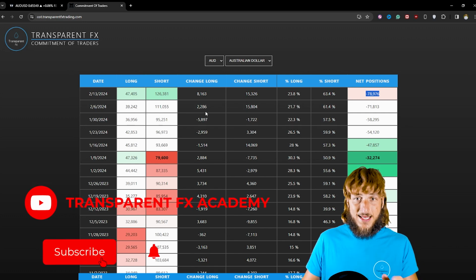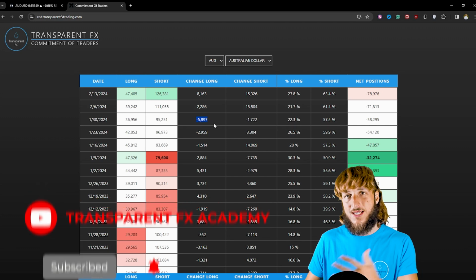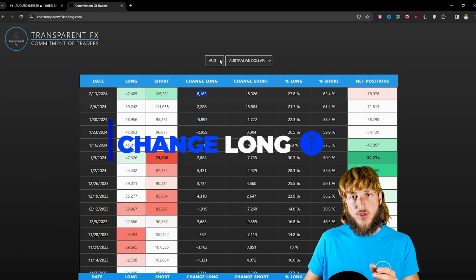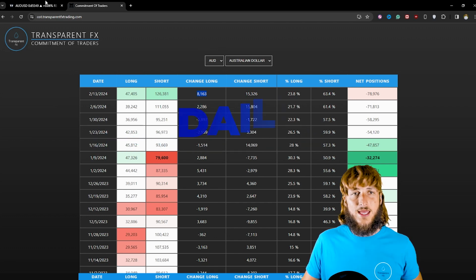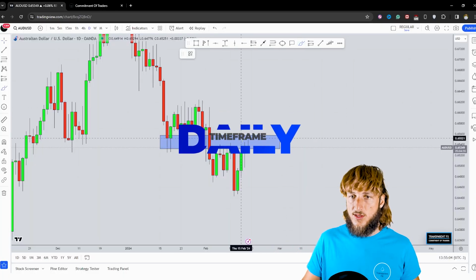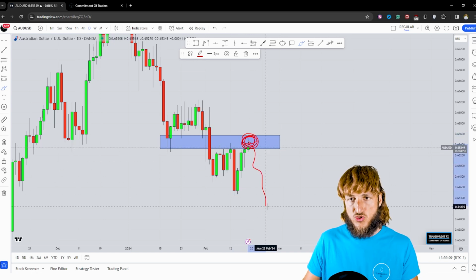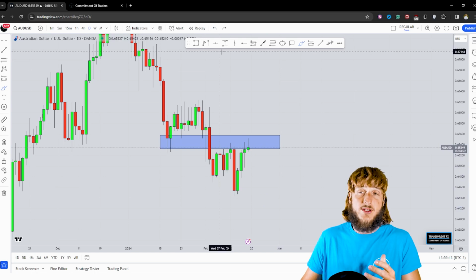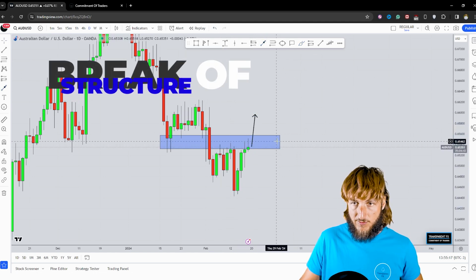However, with the last reports, after many reports in a row where we were seeing longs getting closed, now once again we're seeing longs getting added on AUDUSD from an institutional perspective. So even though AUDUSD is still weak and is still below resistance, so it can definitely be rejected to the downside, institutions have started adding longs.